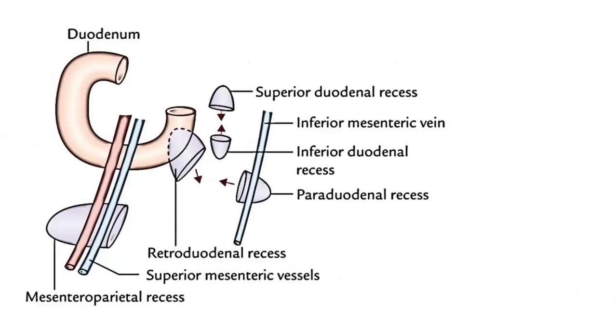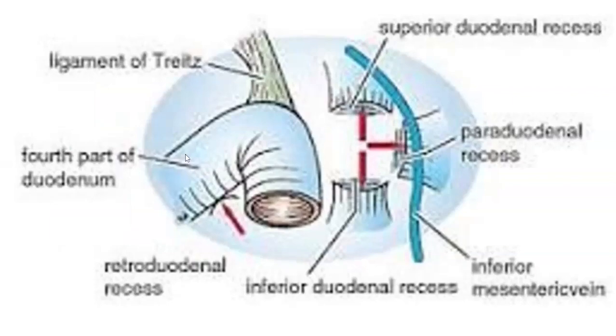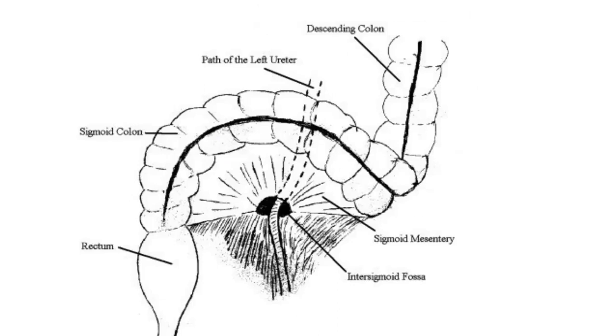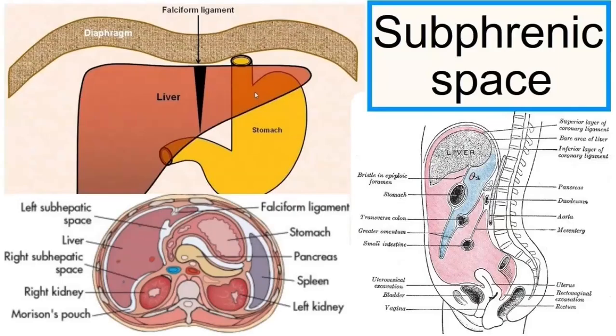the right colic flexure. As you can see here, this is the superior duodenal recess, inferior duodenal recess, paraduodenal, and retroduodenal recess. Okay, so this is the recess that is found on the cecum area. This is the retrocecal recess. This is the superior ileocecal recess, and this is the inferior ileocecal recess.